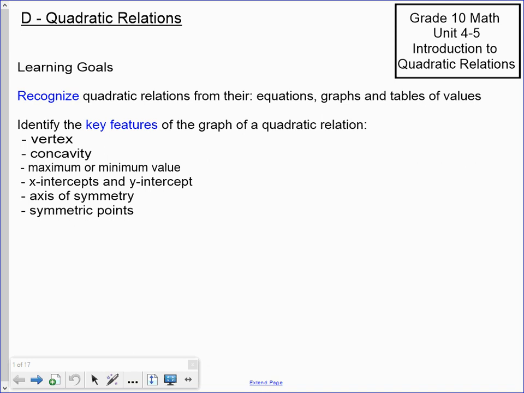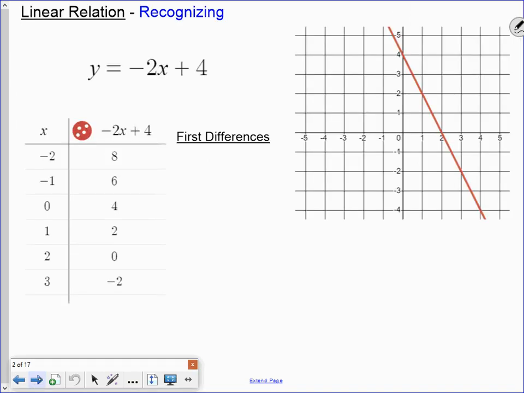So first off, just to find our bearings here, we're going to talk a little bit about linear relations. If we want to be able to recognize a quadratic relation from its graph, its equation, and its table, let's just look at how we do the same thing with linear relations that we're more familiar with. So let's start with the graph over here. Over to the right, I've got a graph of this equation, y equals negative 2x plus 4.